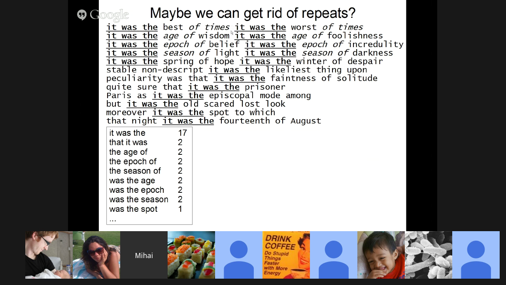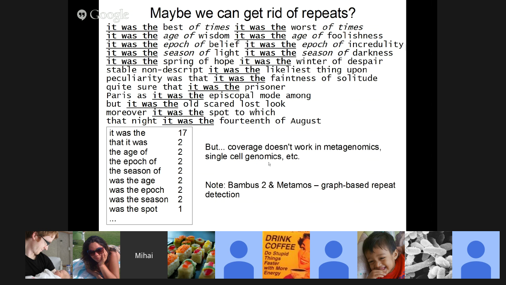because in what I'm showing you on the screen, it occurs 17 times. But the next string of 3 words that occurs in this text only occurs 2 times. So there's this huge discrepancy in the number of copies that I see of the string of words, and because of that, I can immediately tell you I know there is a repeat, and I can eliminate it. In the case of metagenomes, this no longer really works.